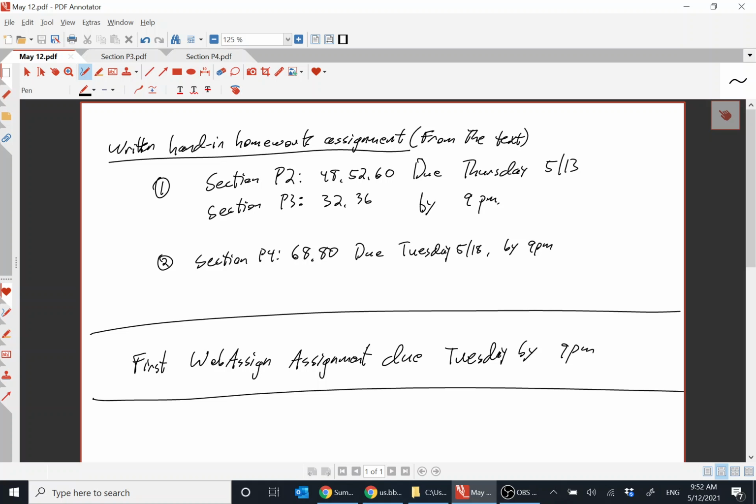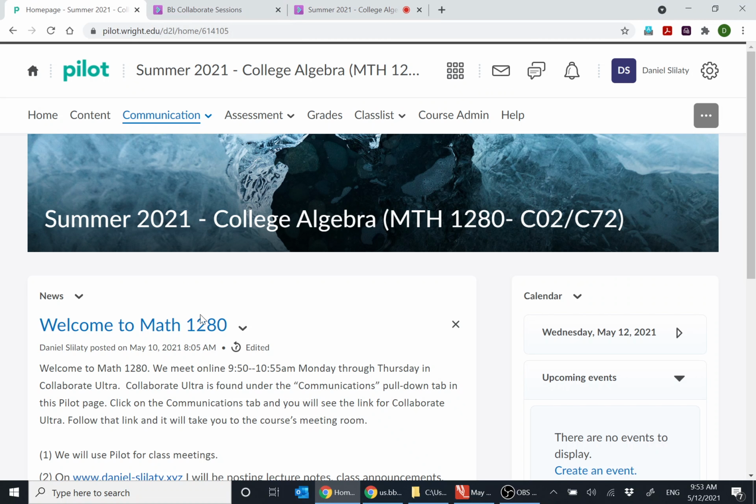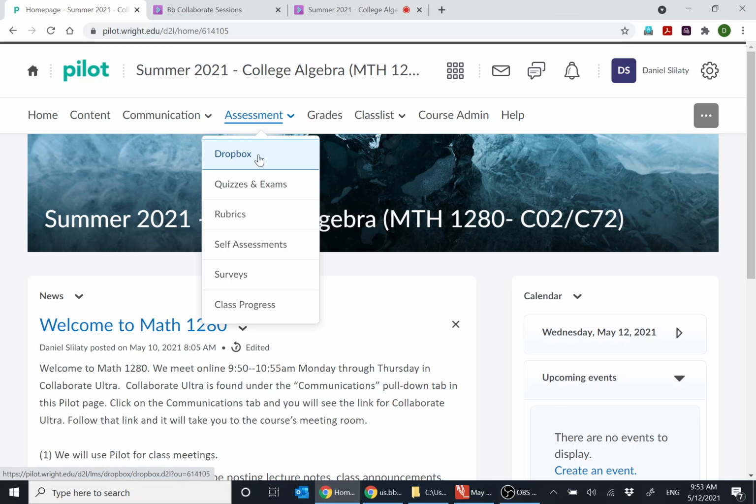So make sure you get that turned in by tomorrow, 9 p.m. Complete the assignment on pencil and paper. Scan it using your smartphone with CamScanner or Adobe Scan or something similar. Scan it into one PDF file. Make sure the file size isn't too big; you can set the resolution down if you have to. Then upload that to Dropbox. Dropbox, again, is right here on the pilot page, under the assessment tab.